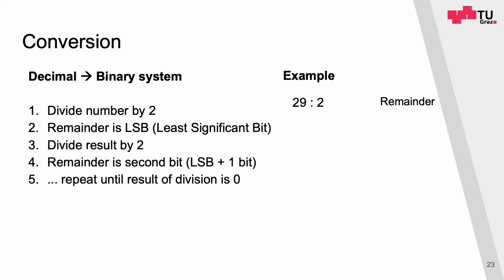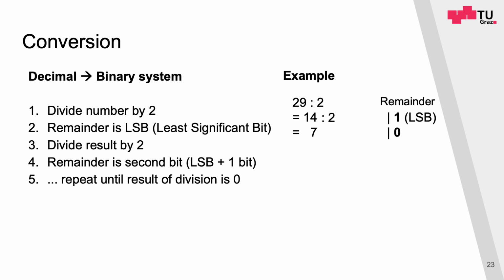So for example, if we have the decimal number 29, and we want to calculate its binary representation, we divide it by 2. The remainder of 29 by 2 is 1, so we have 1 remainder. This is then the least significant bit. And then the result is 14. Then we divide 14 by 2 again, and we have no remainder, since we can divide it without a remainder. So 14 divided by 2 is 7 with 0 remainder.